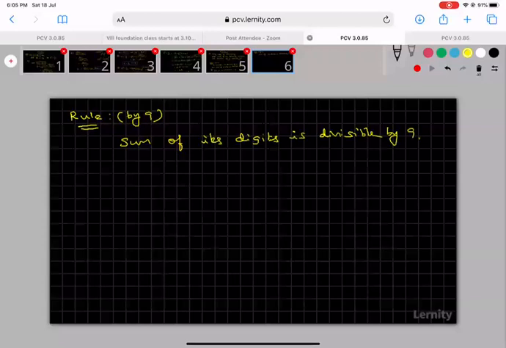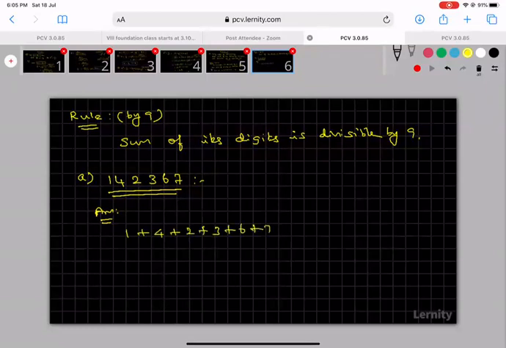So now I will move to the problem. Problem number A, they are given 1, 4, 2, 3, 6, 7. This is the problem they are given. For this answer, first I want to add the sum of the digits. Sum of the digits means 1 plus 4 plus 2 plus 3 plus 6 plus 7. What is the sum of the digits? 23. The sum of the digits is 23. So 23 is not divisible by 3.